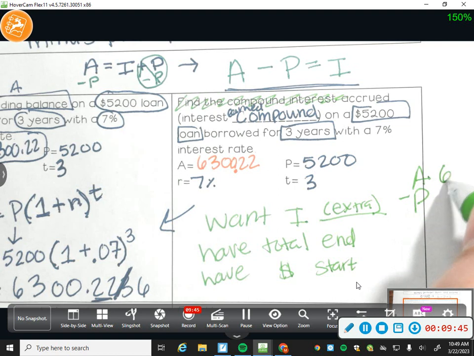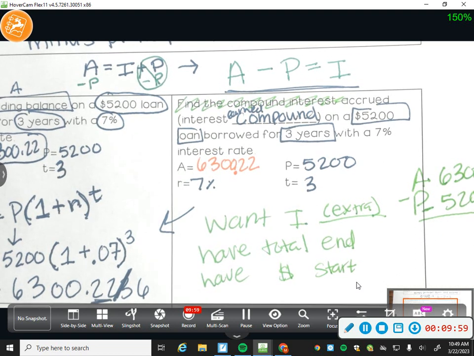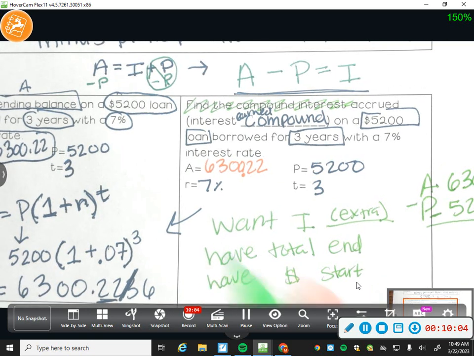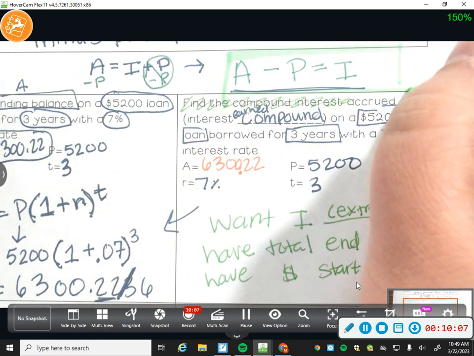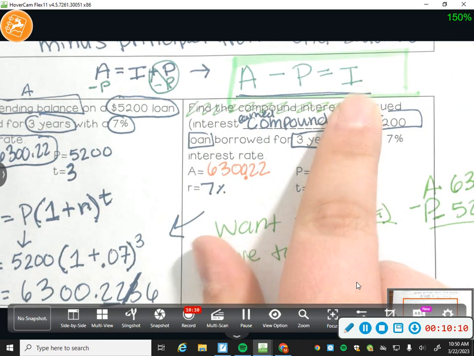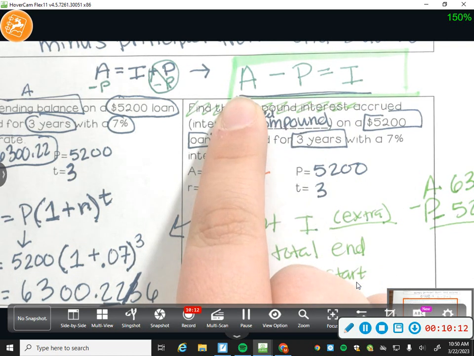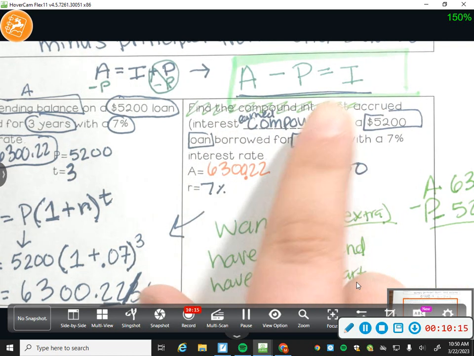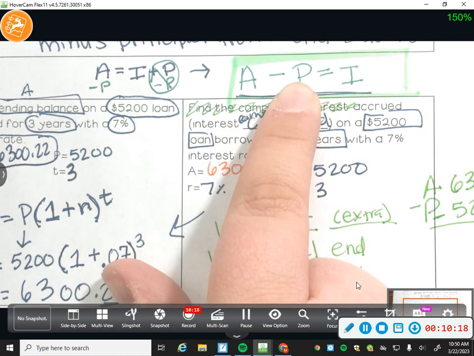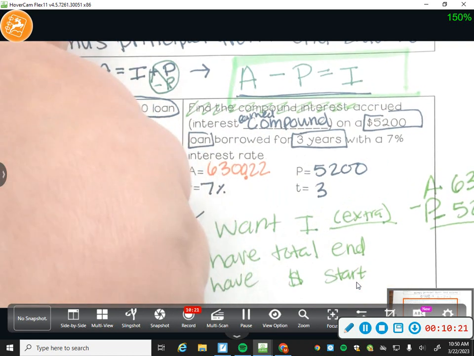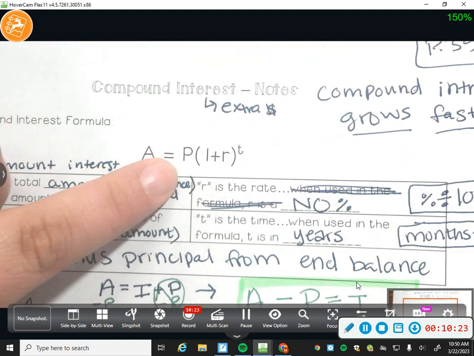The total ending balance was $6,300.22. We have to subtract the principal, which was $5,200. I feel like I made this sloppy, but we're just doing what we talked about up here. To find the interest amount, we're taking the principal away from the total ending balance because that's the extra stuff. Altogether amount minus just what we started with gives us the extra money, and the extra money is the interest.